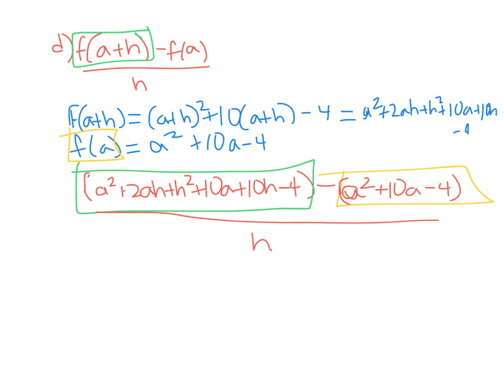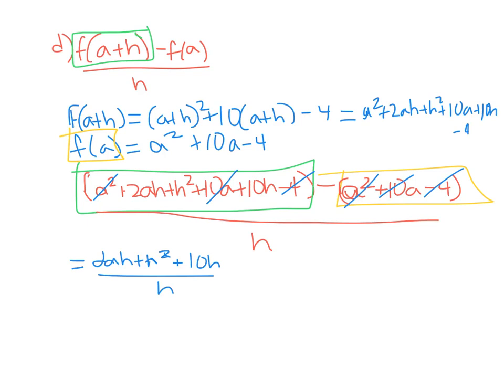Okay, so once we have that, you're going to find that a bunch of things cancel out. A squared and minus a squared are going to cancel. 10a, you'll notice that I have a minus here. That one's going to also cancel. My negative 4 and my plus 4, because remember I'm distributing the negative, are also going to cancel. If you do everything right, the second function should actually cancel there. So now I'm going to be left with 2ah plus h squared plus 10h all over h.